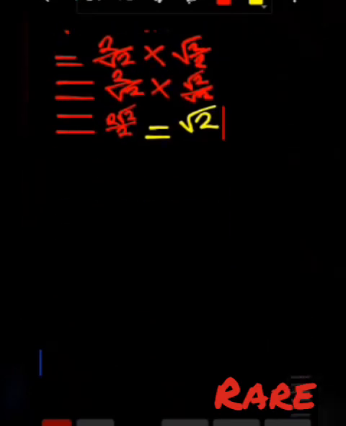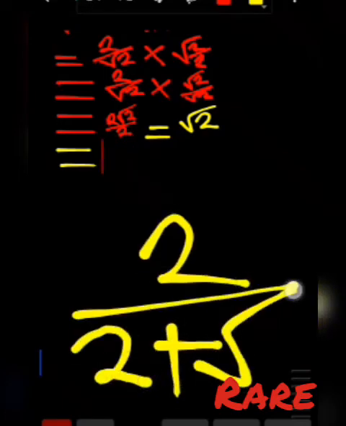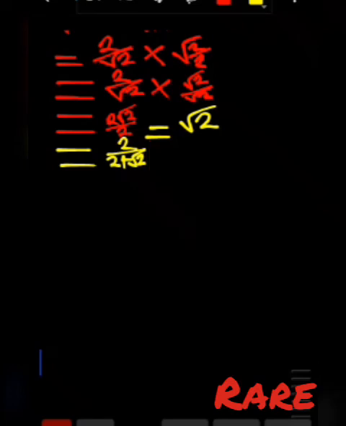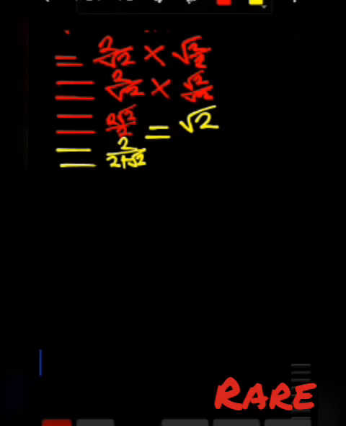How about if you have got something like this? I need to be very fast in terms of writing. 2 over 2 plus the root of 2, like this. How can you divide this? So this, you simply multiply the fraction with the denominator's conjugate. The conjugate of the denominator is simply 2 minus the root of 2. So you're going to multiply everything with it, the conjugate of the denominator.